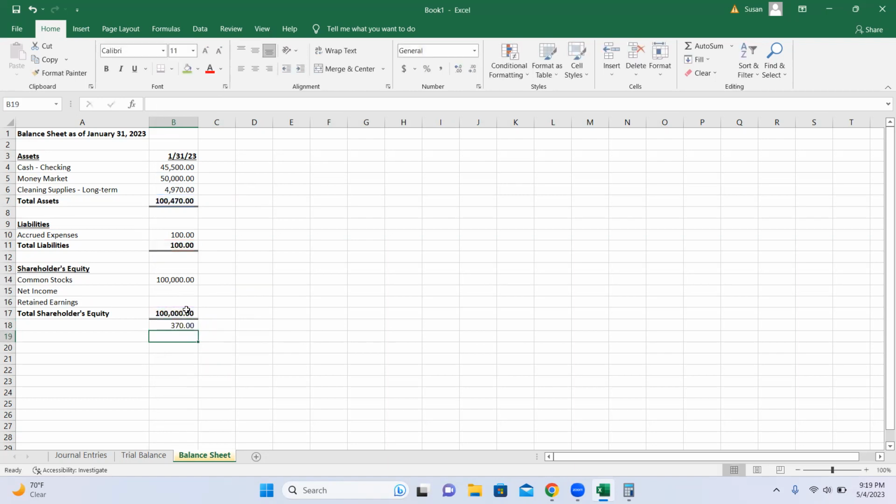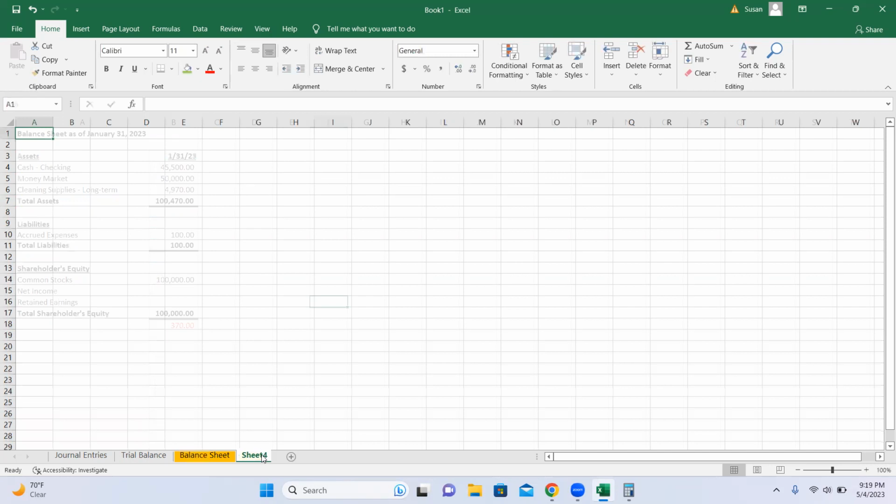So you can see I'm off by $370, but that's because I still have to prepare my income statement to fill in these two buckets. Now, moving on to the income statement. Now, you ask, what is an income statement?